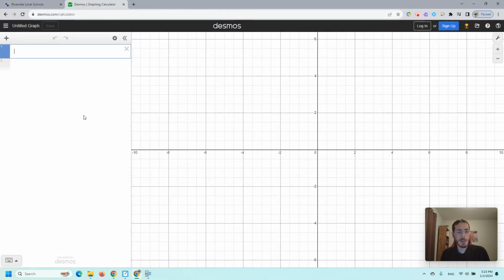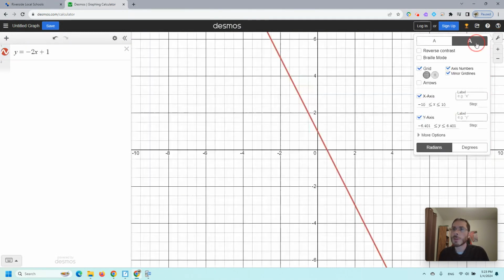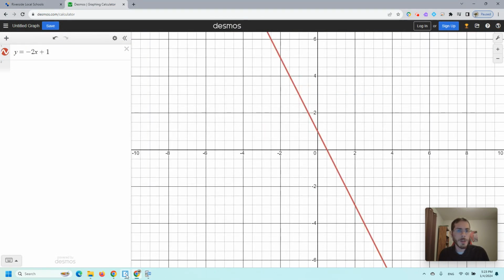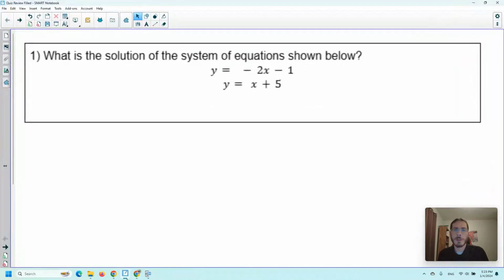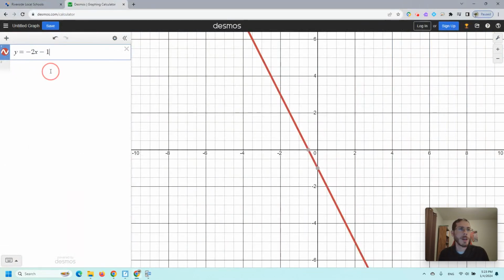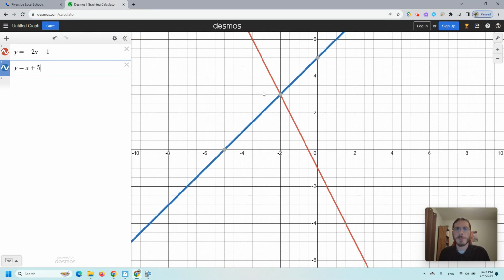So we've got y equals negative 2x minus 1. And for the other equation, y equals x plus 5. So we solved it by graphing. We can see the answer is where those two connect. That would be at the point negative 2 comma 3.